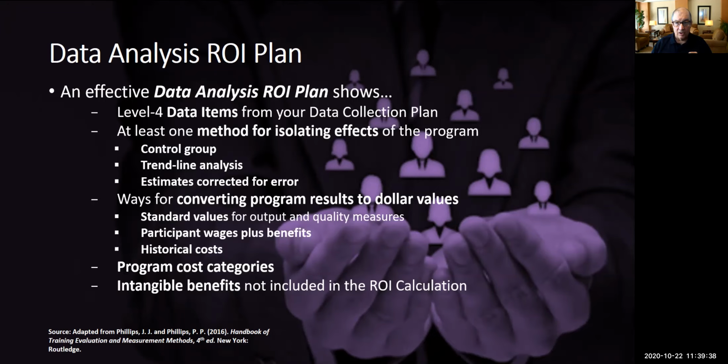You want to load that up, what we call fully loaded, as much as you can, because what that does is it increases what's in the denominator of the ROI calculation, and it returns a more conservative ROI. A more conservative ROI with more conservative methods is going to have more credibility with the stakeholders of your evaluation. So bear that in mind.